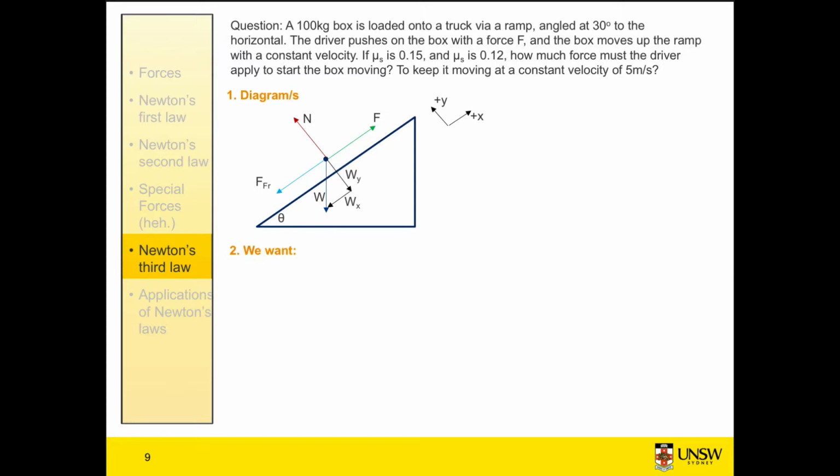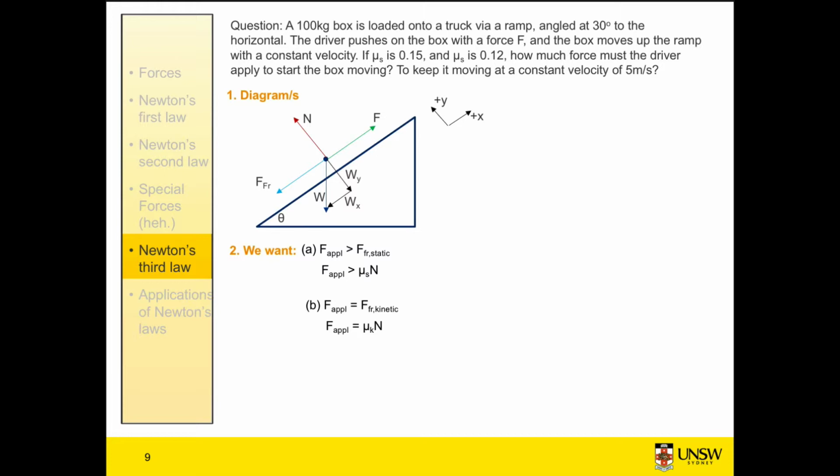The next step is to translate the question, so what we're looking for. We're asked for the force required to start the box moving. That means we're looking for the minimum force that will overcome the static friction, which means we're looking for the minimum force just above mu s times N. We're also asked for the force required to keep the box moving at a constant velocity. So that means we're looking for the applied force that's equal to the force due to the kinetic friction, which is mu k times the normal force.